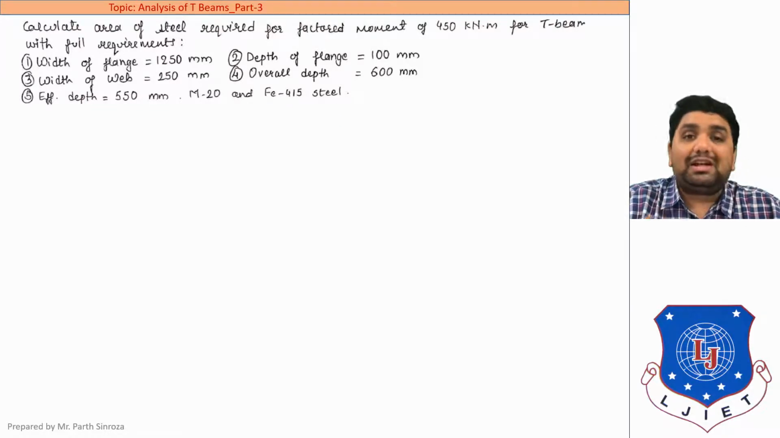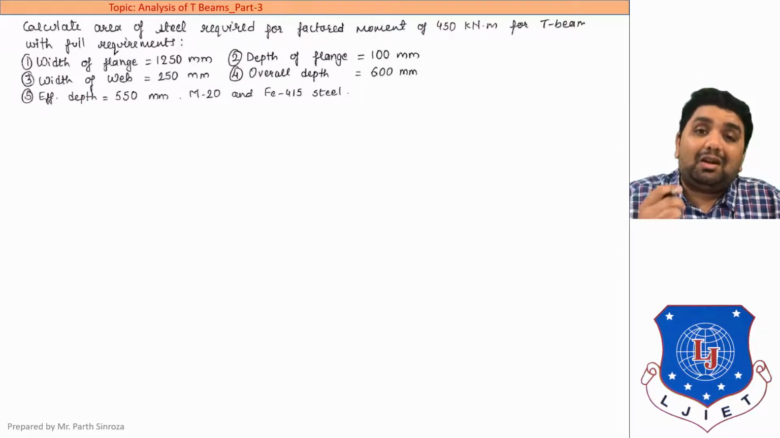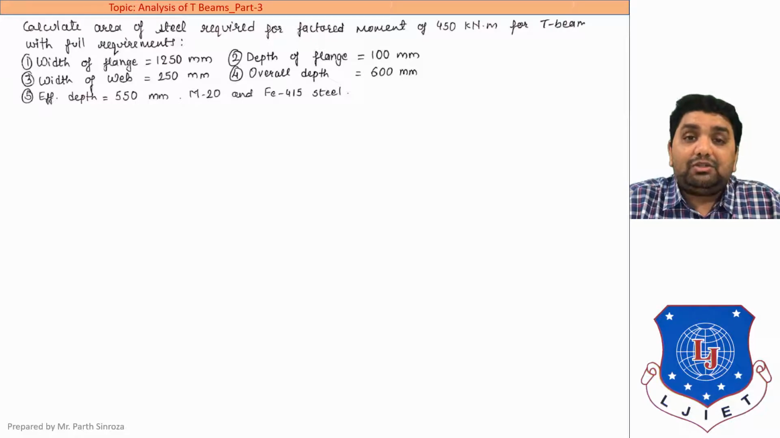So how do we start with the design process? To find the design, it is just a one-step question. That means to identify the area of steel, only one step is required, and we will be using the terms that are given in the question.